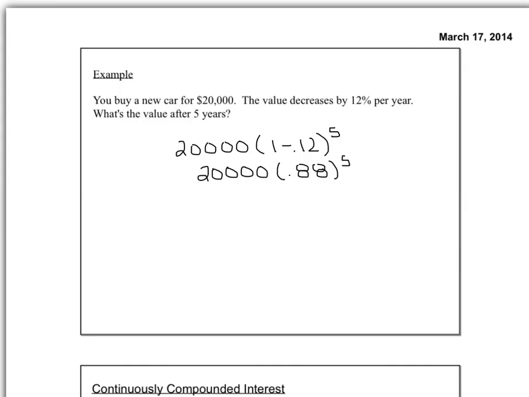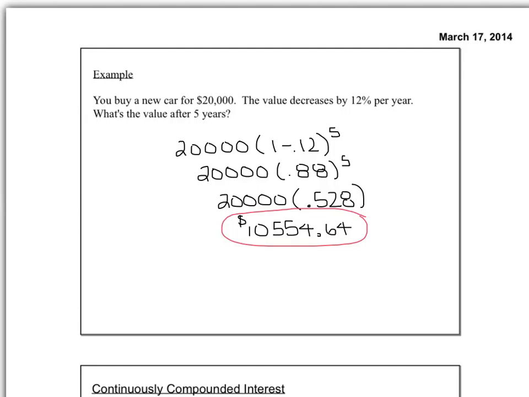Then 0.88 to the 5th power is 0.528. And then I multiply that by 20,000. And I get the value of my car after 5 years is about $10,564. So that's if the value is decreasing. The value of the car decreases over a period of time. So that car would only be worth about half its value after 5 years.